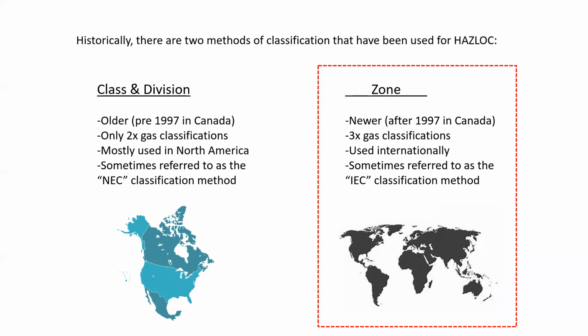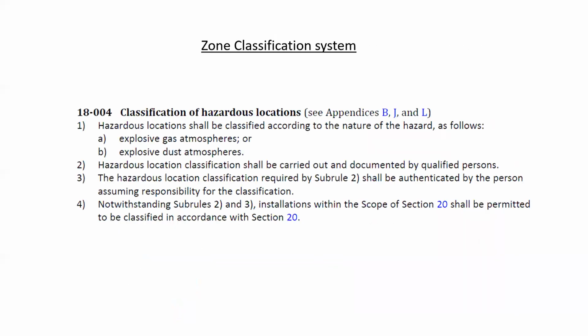Now, Canada and the Canadian Electrical Code have adopted this form of classification to determine the degree of hazard for different hazardous locations. If we take a look at 18-004, classification of hazardous locations, it states that the hazardous location will be divided into either an explosive gas or an explosive dust atmosphere. And then further on, it says an individual who is qualified will carry out the necessary testing and evaluation to determine how hazardous it is. Now, this is not the electrician. This is typically a process engineer.